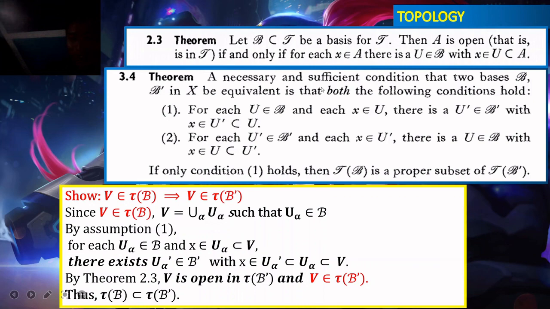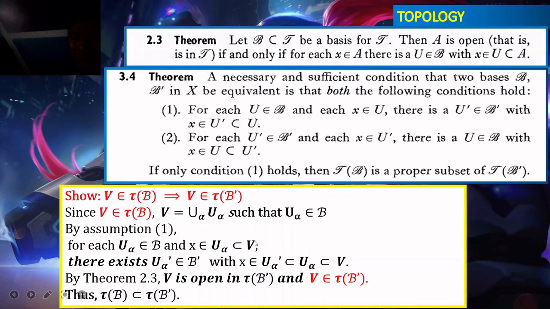Our x is in A, an element of V. We show that V is open in tau script B prime. So V is open, and x is an element of V. Since x is an element of U alpha, which is a subset of V, x is an element of V.